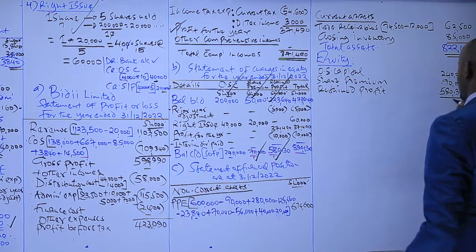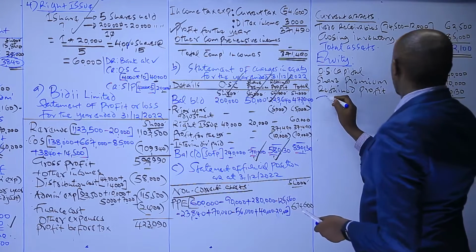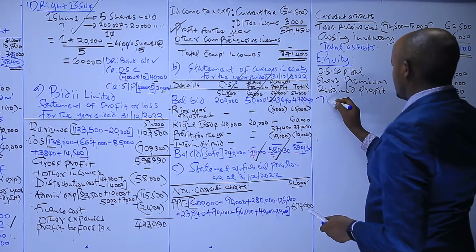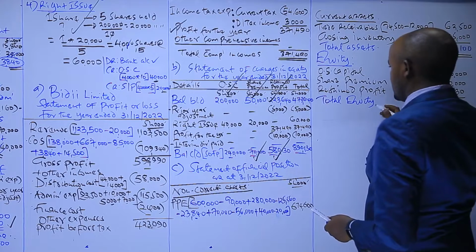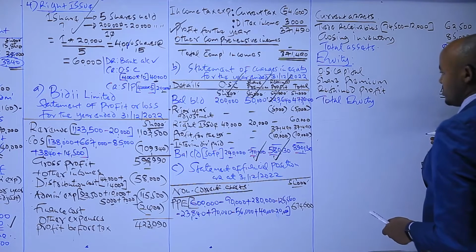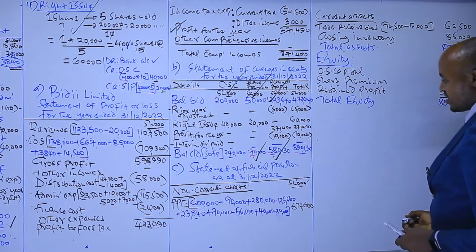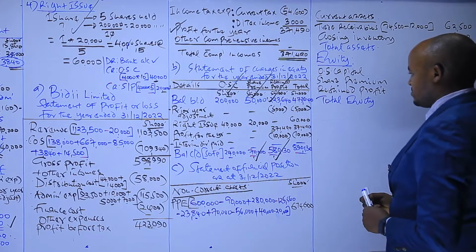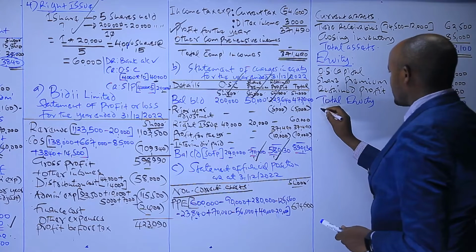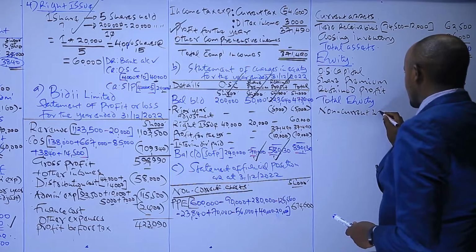And now what will be our total equity is what we have here. Total equity is what? Is 890,130. Okay. So then from there we proceed and we record the non-current liabilities.